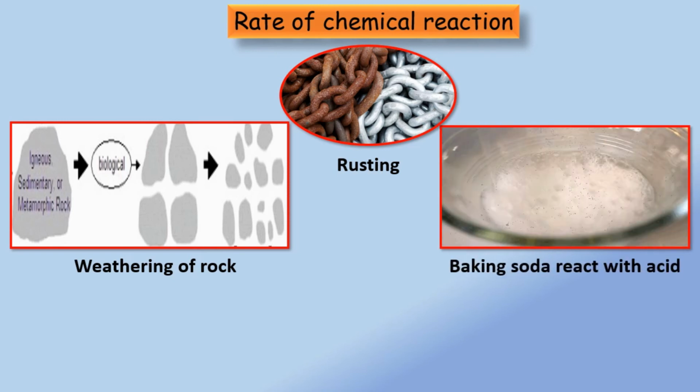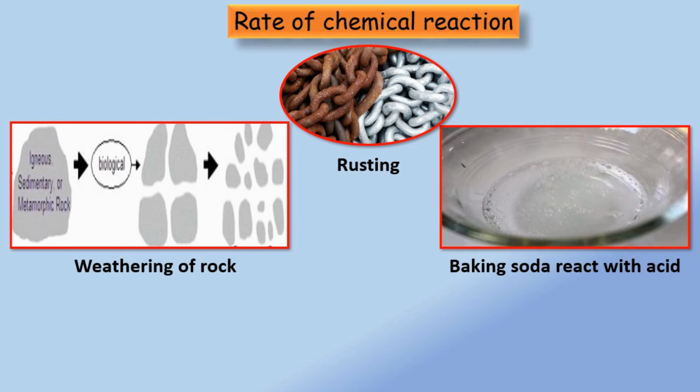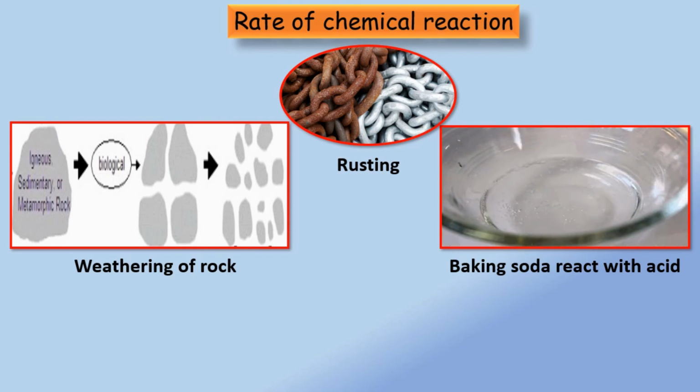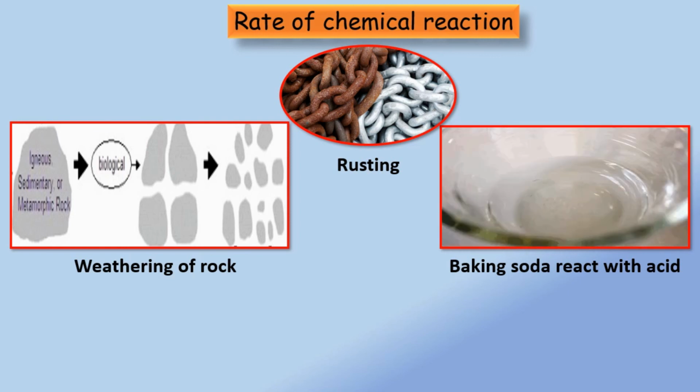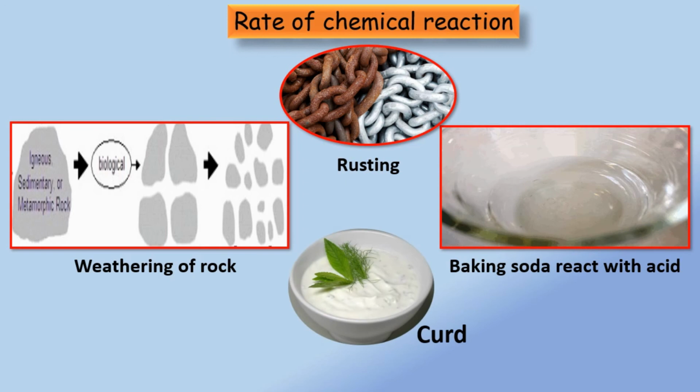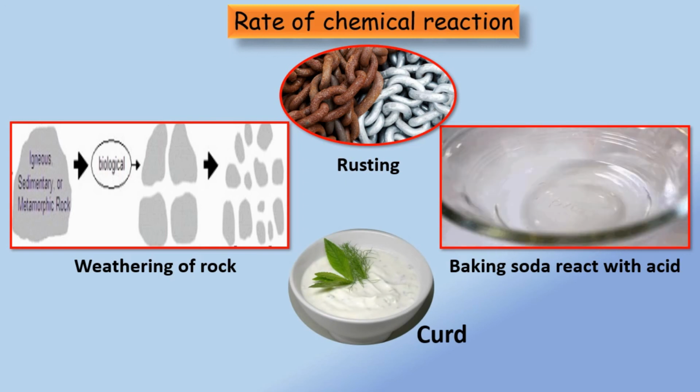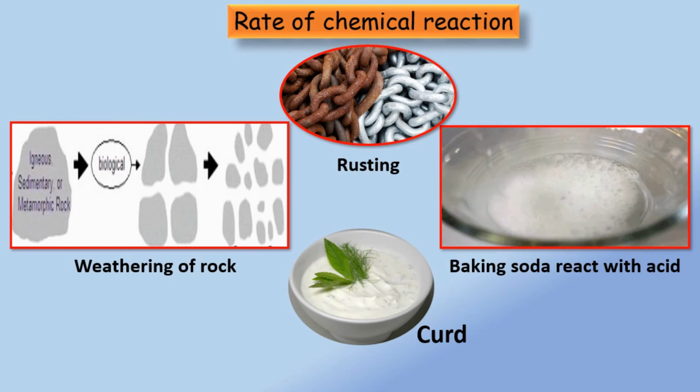Baking soda reacts with acid very vigorously. Its reaction gets complete within a fraction of a second. As soon as you add baking soda to the acid, immediately you can see the effervescence of CO2 coming out. So this is a very quick reaction. It can happen within a fraction of a second. Formation of curd from milk takes several hours. This reaction is also a slow reaction. It may get complete within some hours.